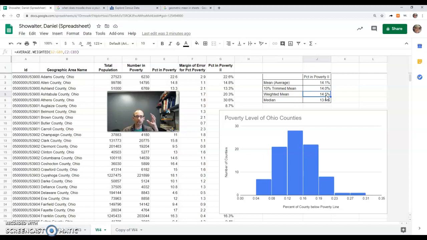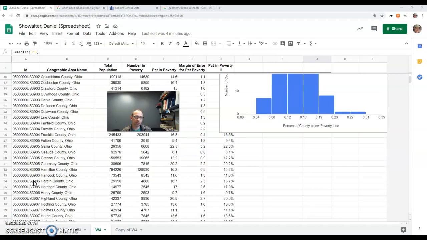So the weighted mean adjusts for the size of the county, instead of putting all 88 counties at exactly the same level, which is what these other three indicators do. So there's really pros and cons of each measure of center.